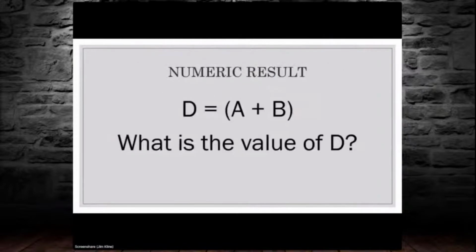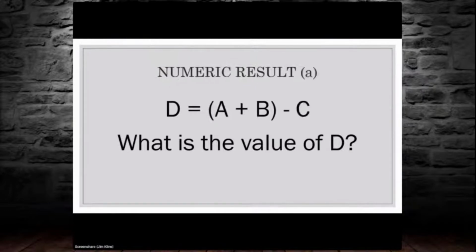And if you were required to perform a little math here, with A equal to 1 and B equal to 2, what is the value of D? That would be 3. And now, what is the value of D? If A and B are equal to 1 and 2 respectively, and C is equal to 3, then the value of D has to be 0.